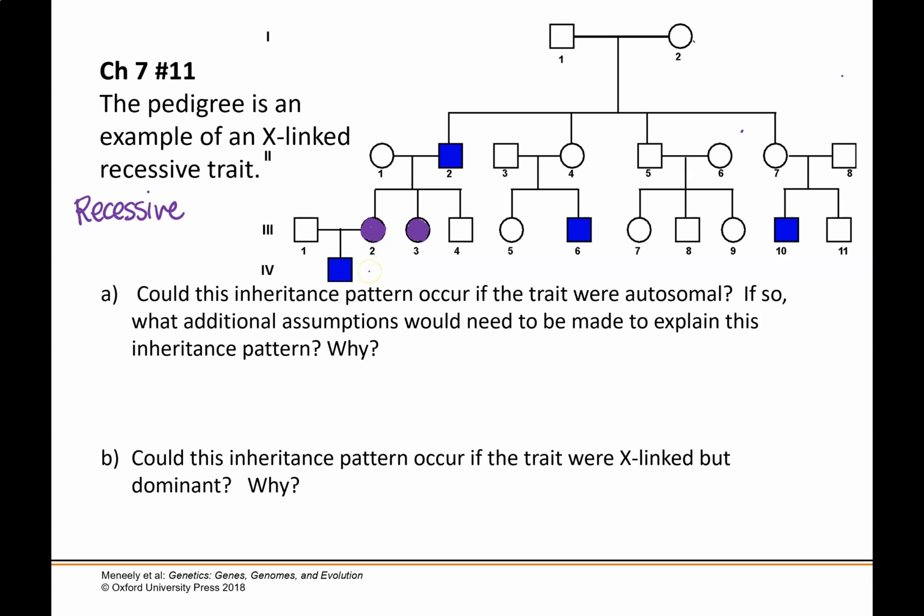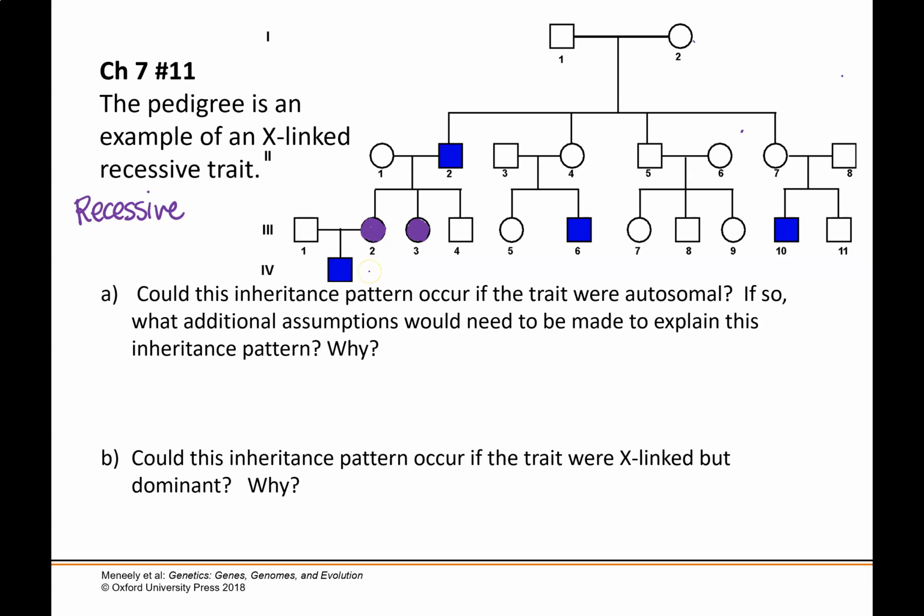Now, these women that have married in, you kind of just have to assume that they aren't carrying it. A lot of these X-linked traits are low in frequency. From here, she does not pass anything on to her son. That doesn't mean she doesn't have the trait, but she's likely to be homozygous.